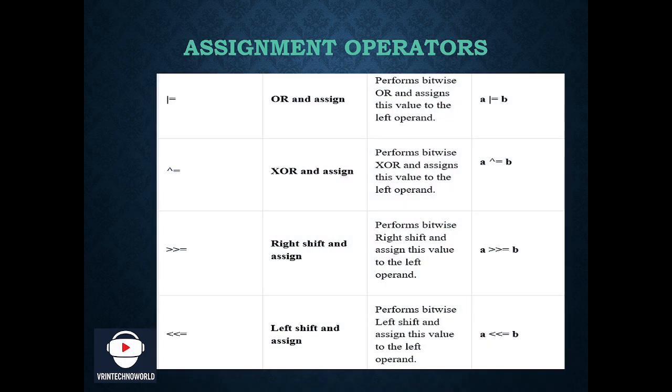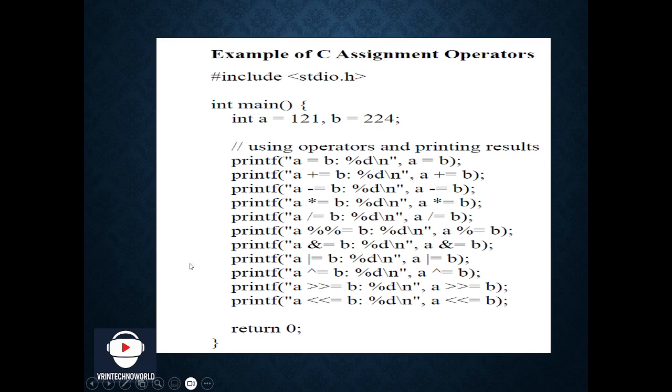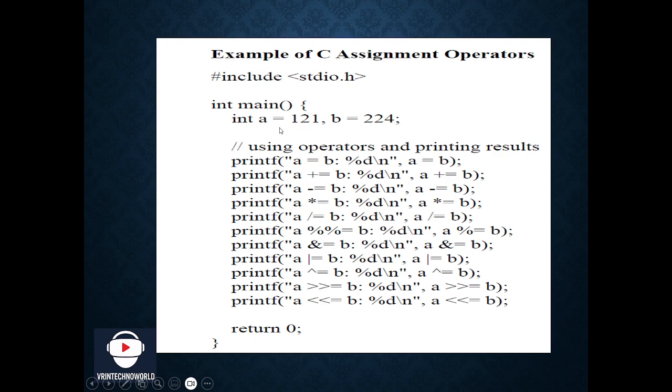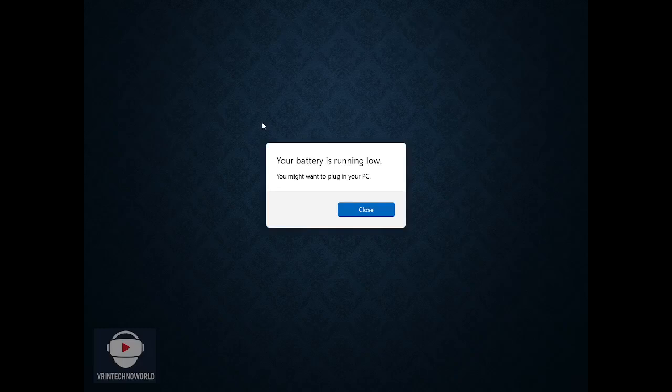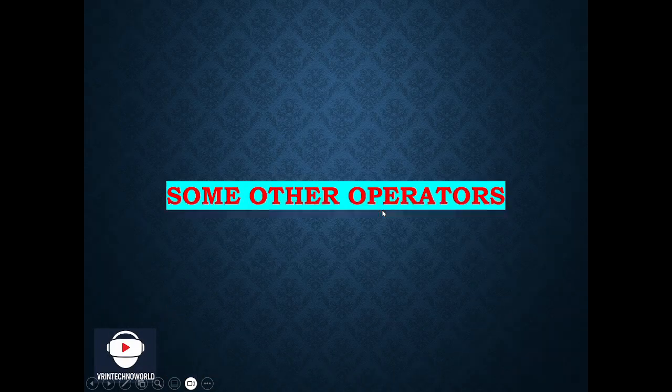Now, there are some more assignment operators like OR and assign, XOR and assign, right shift and assign, and left shift and assign. All right. So this is one example. Every time I am just taking the same values, but if the logic is clear to you, then you could change the values and even the variables as well. So everyone, do try all these operators so that you have a clear image in your mind of how they actually work. I hope this is clear to everyone.